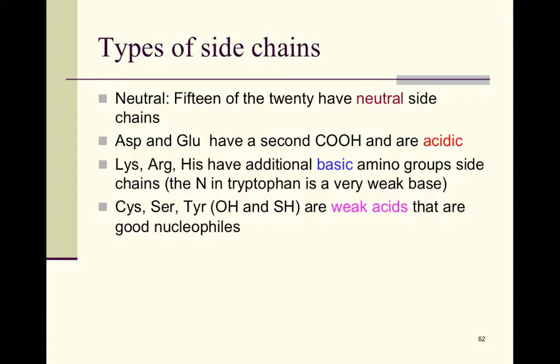Types of side chains. 15 of the 20 amino acids have neutral side chains. ASP and GLU have a second carboxylic acid group, and therefore they're acidic. LYS, ARG, and HIS have additional basic amino group side chains, where the N in tryptophan is a very weak base.